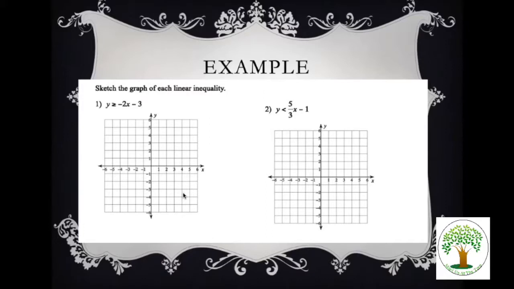All right, let me do 1 and then I'll get to 2. Okay, here we go. Let's do number 1 together. I'm going to start at -3. I've got to pick a different color.